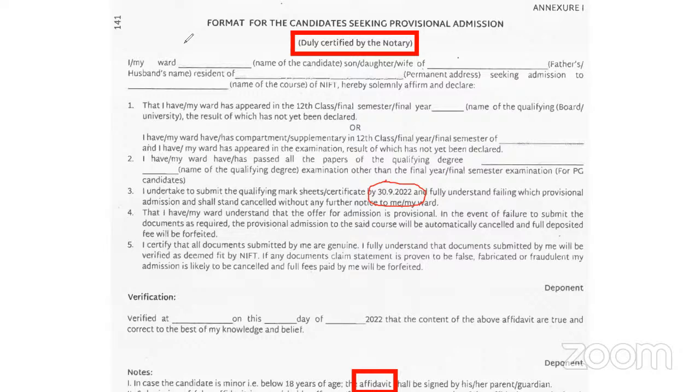I would also request the host to please share the contact number of NIFT so that you can also contact them. Okay. Please note when you are sending them an email, you will have to mention your name, application number, roll number, and your mobile number. Okay, while you are mailing them.